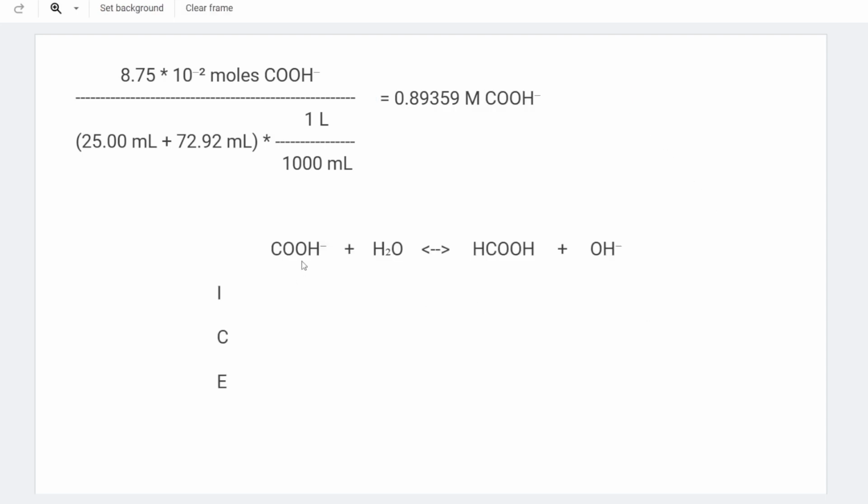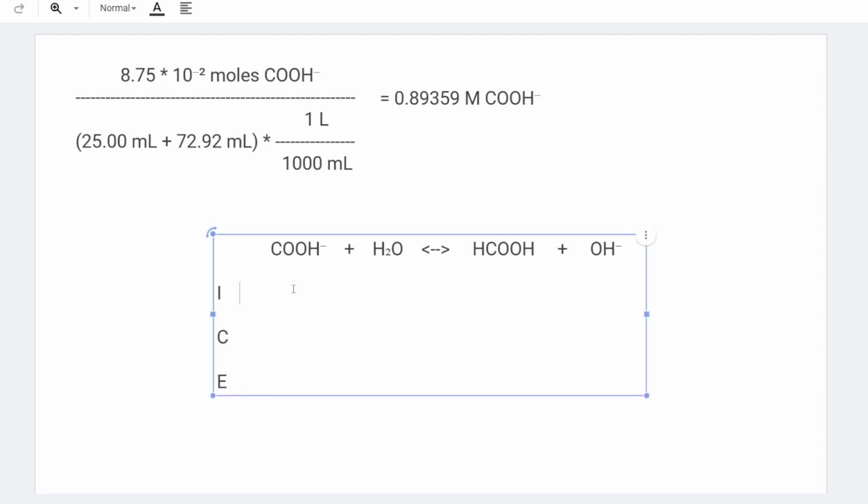So here is an ICE table representing the equation once the conjugate base is now equilibrating with water to reform the formic acid and hydroxide. This is just the reversed equation of the initial titration. Now, you might be asking, how do we fill out an ICE table? Firstly, the I represents initial, and we now have the molarity of the conjugate base. And we can input that as our initial value for our conjugate base. We're not going to input any values for water since it's a liquid, and we don't include liquids in an ICE table.